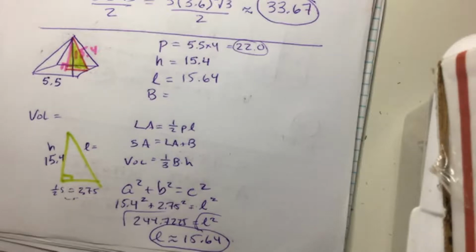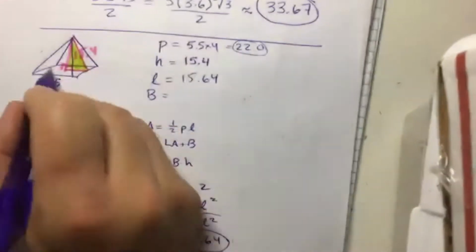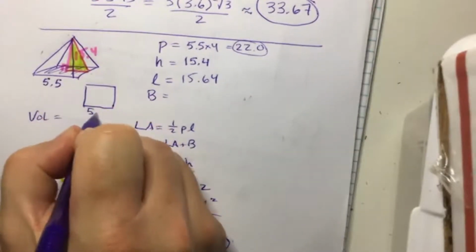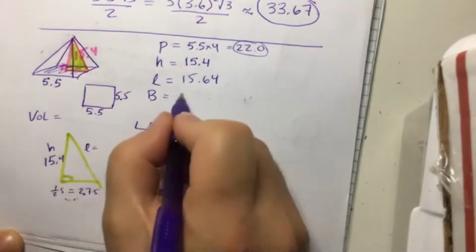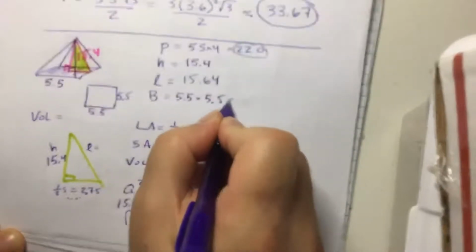Does everybody have their P, H, and L calculated? So the last pieces are B, which is the area of the base. And this time, since the base shape is a square, we know that it's the length times the width. So my side length was 5.5, and it's just that times itself.